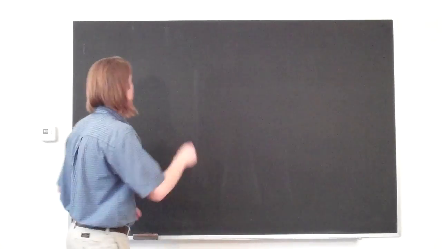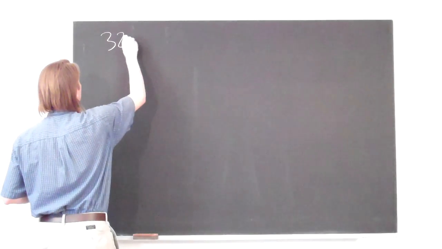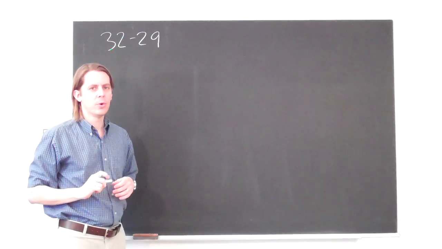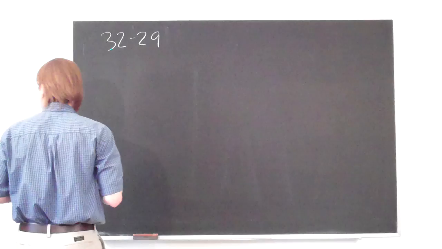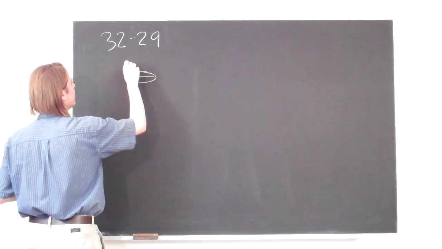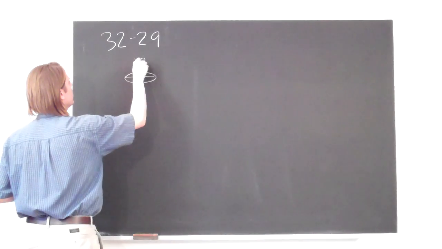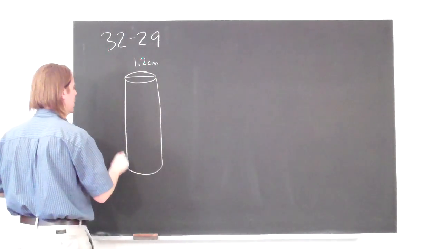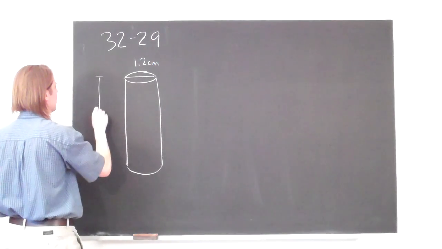This is 3229. And this one describes an air coil solenoid. So it gives the following geometry. It says that the diameter is 1.2 centimeters. The length is 8 centimeters.